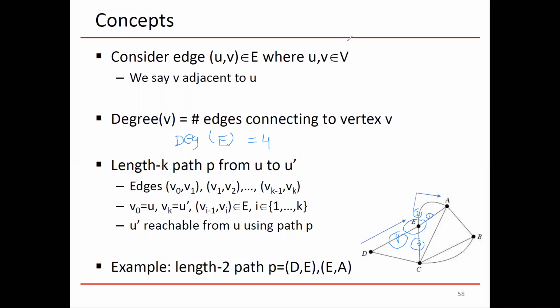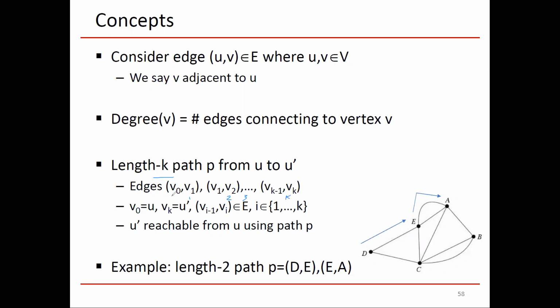All right, what about a path? Suppose that U and U prime are vertices in capital V. We have a path of length K denoted by P for path, if the following conditions hold. So V0 connects to V1, V1 connects to V2, V2 connects to V3, and so on, up to Vk minus 1 connecting to Vk. So overall, how many edges were in this path? From 0 to 1 is 1, from 1 to 2 is 2, from 2 to 3 is 3, from K minus 1 to K is K. We have a length K path.